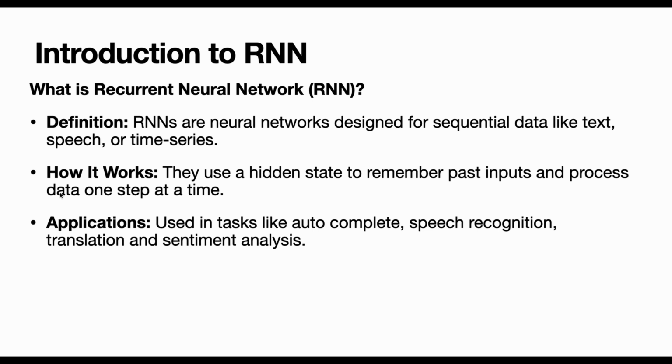Recurrent neural networks, RNNs, are a type of neural network designed to process sequential data, such as text, speech, or time series. Unlike regular neural networks, RNNs work step by step, using the hidden state to remember past inputs and maintain context. This ability to retain memory makes them ideal for tasks like autocomplete, speech recognition, language translation, and sentiment analysis. Essentially, RNNs excel at understanding patterns and relationships within sequences, enabling them to perform tasks that require context and continuity.